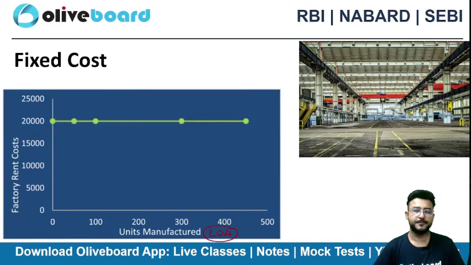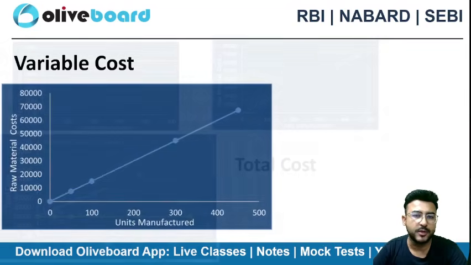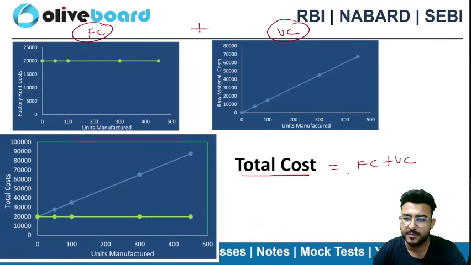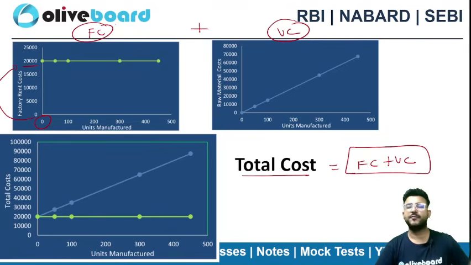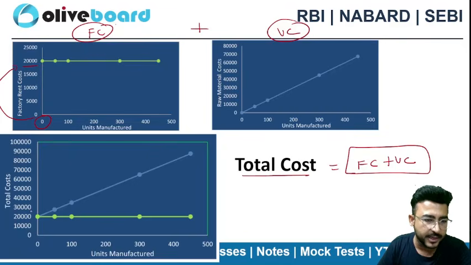Definitely not. Why? Because total cost is nothing but fixed cost plus variable cost. If you have fixed cost, it doesn't matter if you produce 0 units, still you have to incur 20,000 rupees. So the graph of your total cost will always start from 20,000 rupees, which is your fixed cost.